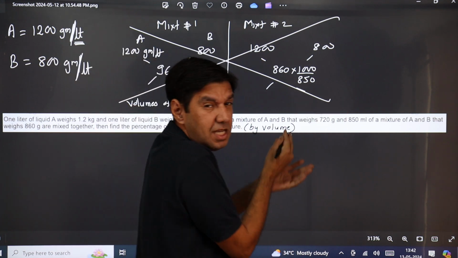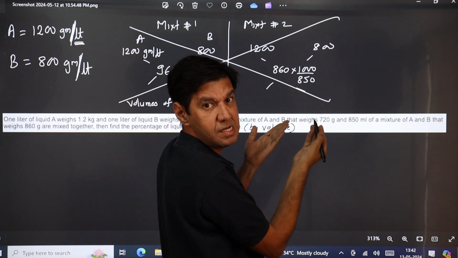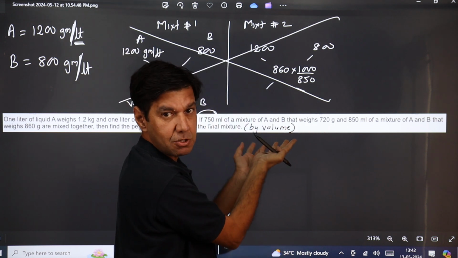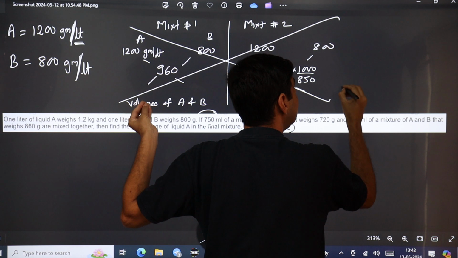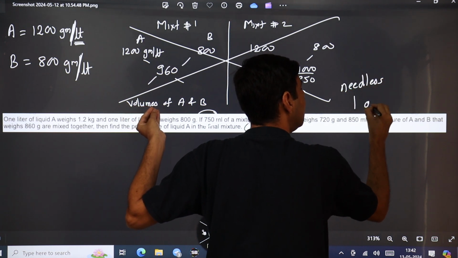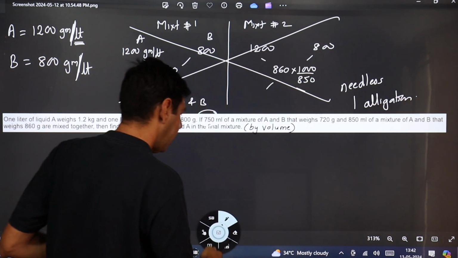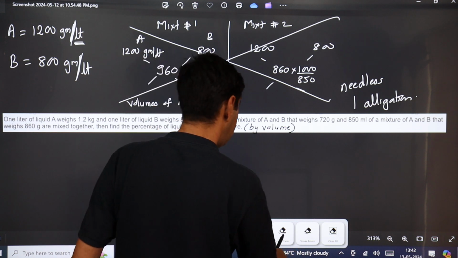This is a question where one can easily waste 3.5 to 4 minutes, right? It's tempting because it's a simple question. It looks like mixtures, but this is needless, students. You only need one alligation and not two. And the idea over there is also very easy, students. How do you know about all this?